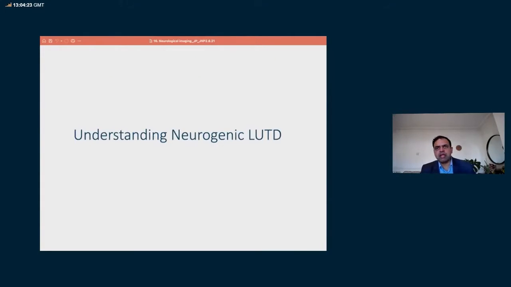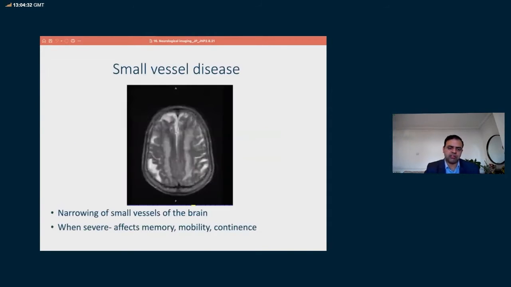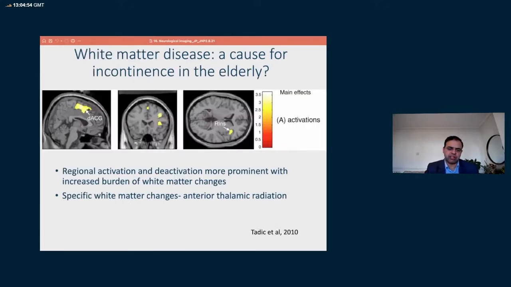Now, what about understanding what happens following neurological disease? So there are several small studies in Parkinson's disease, but I will focus on small vessel disease. Now, this is a condition that affects the elderly, where it doesn't present as a stroke, but often presents with a progressive syndrome of urinary incontinence, problems with mobility, and problems with memory. And studies have demonstrated a relationship between white matter changes and urgency incontinence.